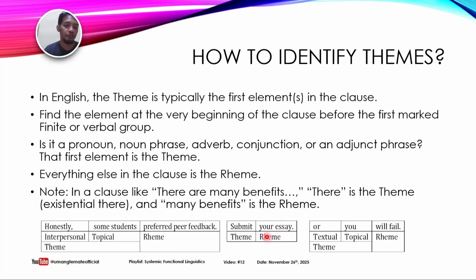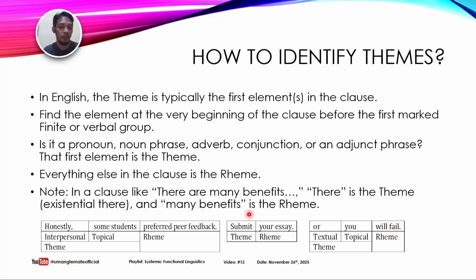And then "submit your essay." I think I have explained to you before that this verb "submit" is the theme, because in a command or imperative clause, the subject is omitted. And then this one, "or you will fail". As you can see, "or" here is a conjunction, and because it functions to connect the elements in the clause, it is a textual theme. But the clause is about "you", so "you" is the topical theme, and these elements build the theme for the whole clause. The rest, "will fail", is the rheme.